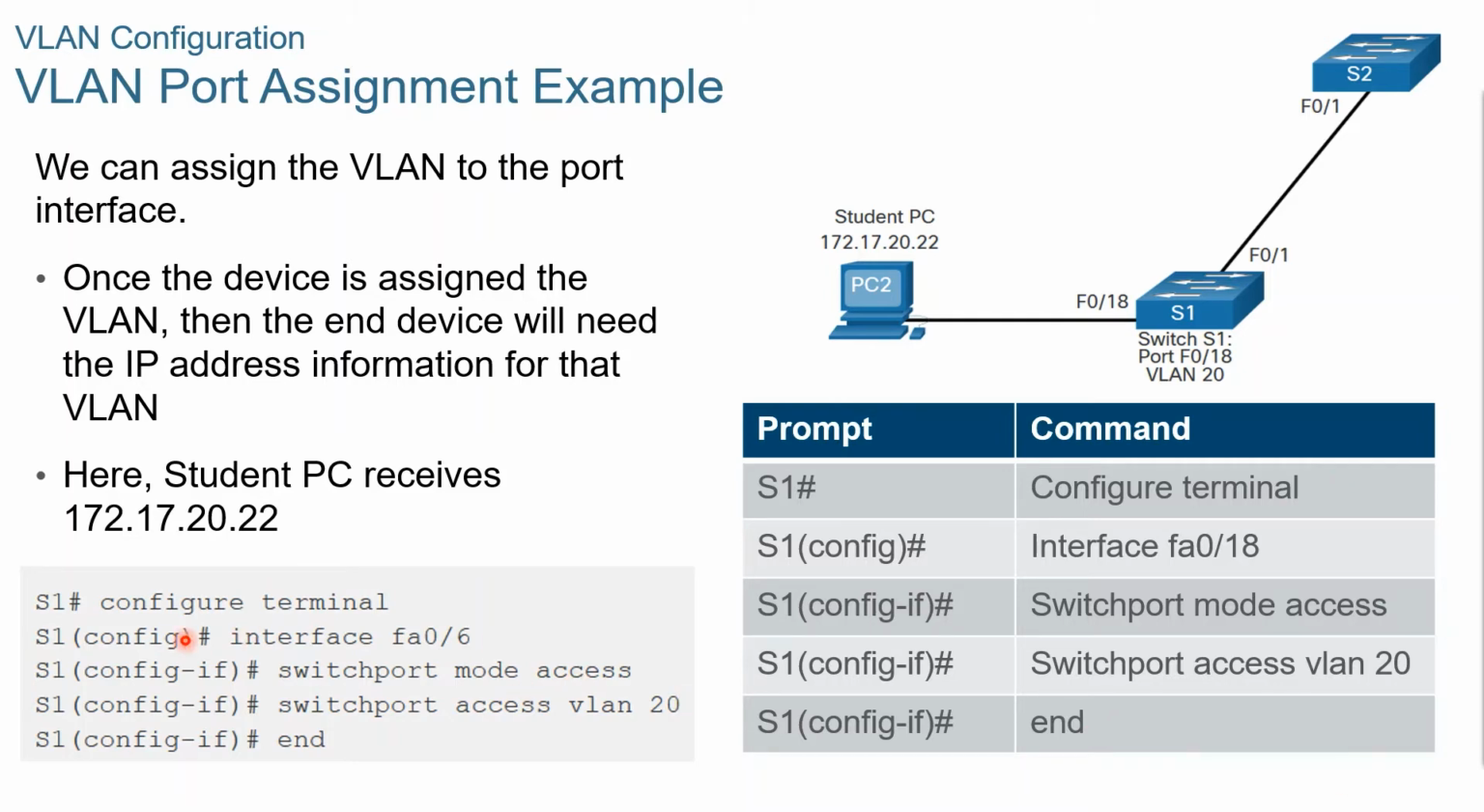Okay, so how do we configure it? Configure terminal, interface FA0/18. Bear with me, this is FA0/18 here. Let me just correct it. We are just going to change this to FA0/6. So interface FA0/6, switchport mode access, switchport access vlan 20. That means we have successfully joined FA0/6 to be part of VLAN 20. So this is now VLAN 20 here.